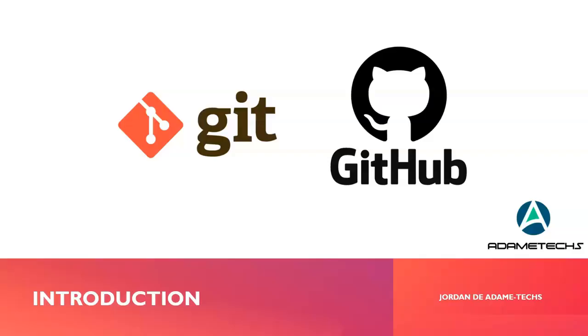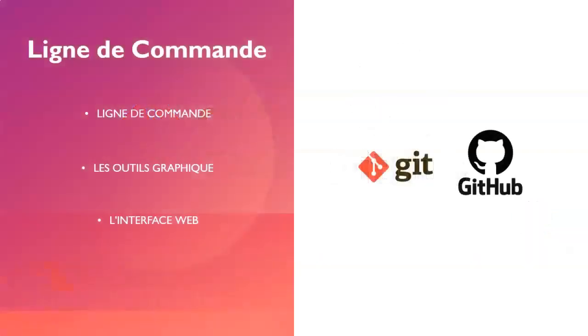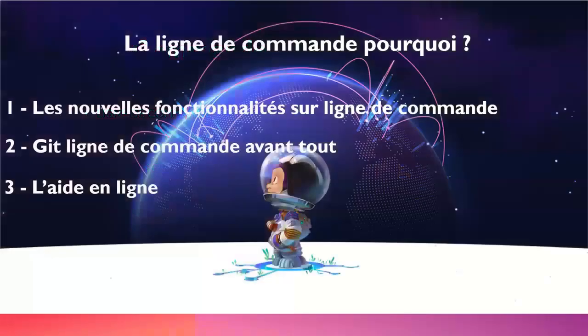During this course, we often use the command line, but also other methods such as the graphical tools and web interface. In the beginning, we focus on the command line. We will start with the command line for these reasons. Firstly, there is a long history with Git command lines. Git was originally designed as a command line tool, and the graphical clients came later. Moreover, and as a result, the new features are integrated into the command line before being integrated into a graphical client.